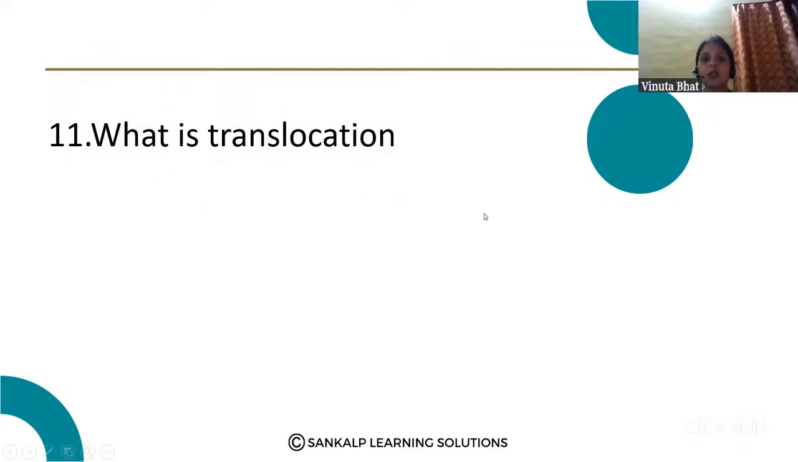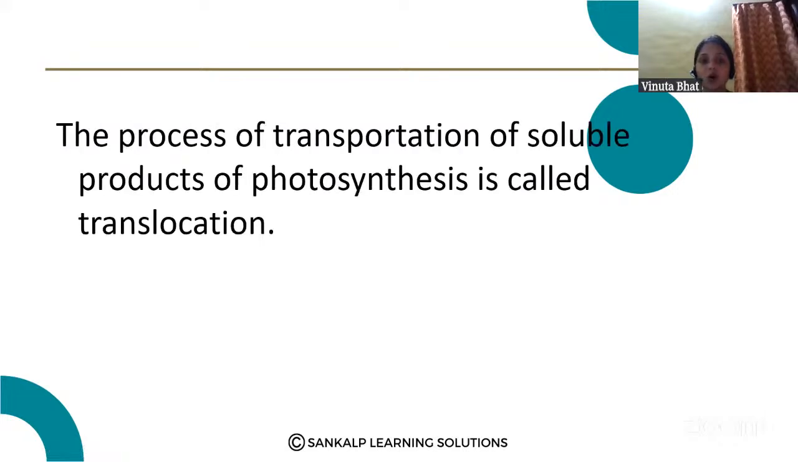Next question. What is translocation? Question number 11. What is translocation? The process of transportation of the soluble products of photosynthesis is called translocation. So this is the 1 mark definition. They may ask in your exam. The process of transportation of the soluble products of photosynthesis is called translocation.